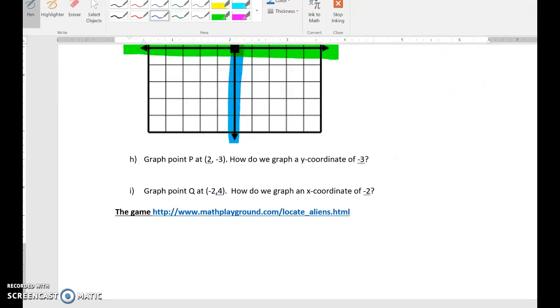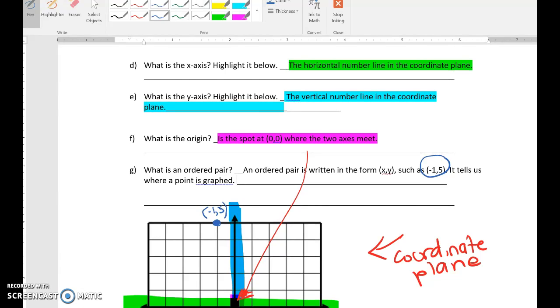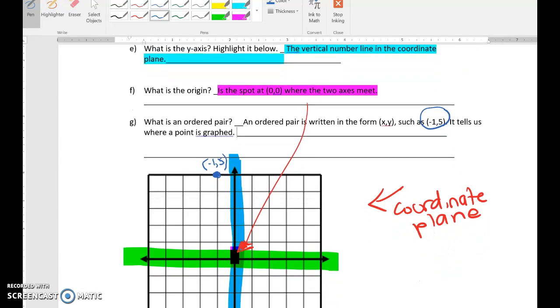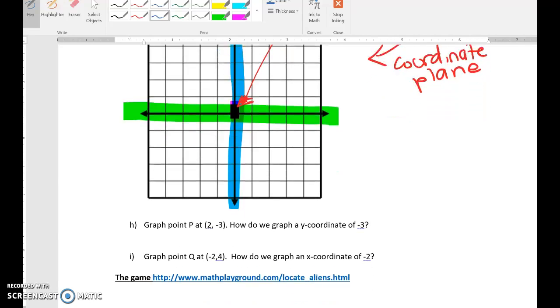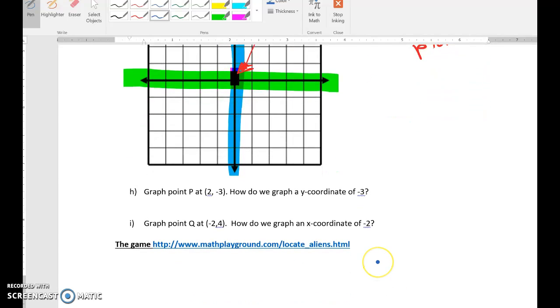Now graph point P at 2, -3. So again, we have one positive, and one negative. Okay, so first we're going to graph point P. So we start at the origin. I'm going to make this red. We start at the origin and we go out 1, 2. Okay, and then we have a negative 3. So instead of going up 3, we go down 1, 2, 3. Then we write a P next to it. And we don't need to write the numbers because we labeled it with a letter.